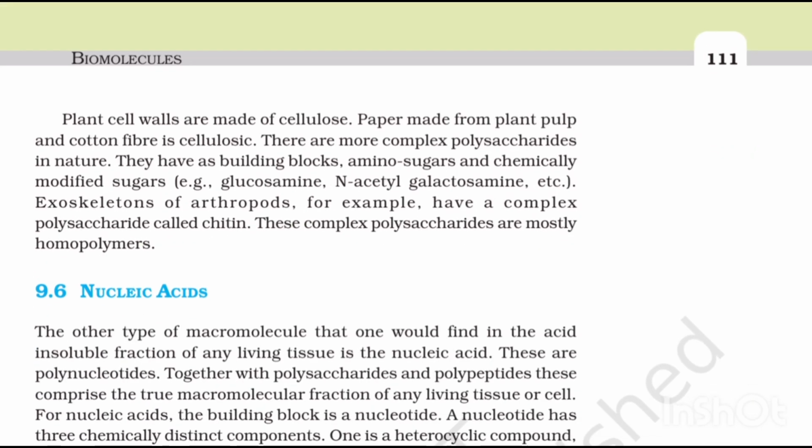Plant cell walls are made up of cellulose. Paper made from plant pulp and cotton fiber is cellulosic. There are more complex polysaccharides in nature. They have amino sugars and chemically modified sugars as building blocks, for example, glucosamine, N-acetyl galactosamine, etc. The exoskeleton of arthropods, for example, has a complex polysaccharide called chitin. These complex polysaccharides are mostly homopolymers.